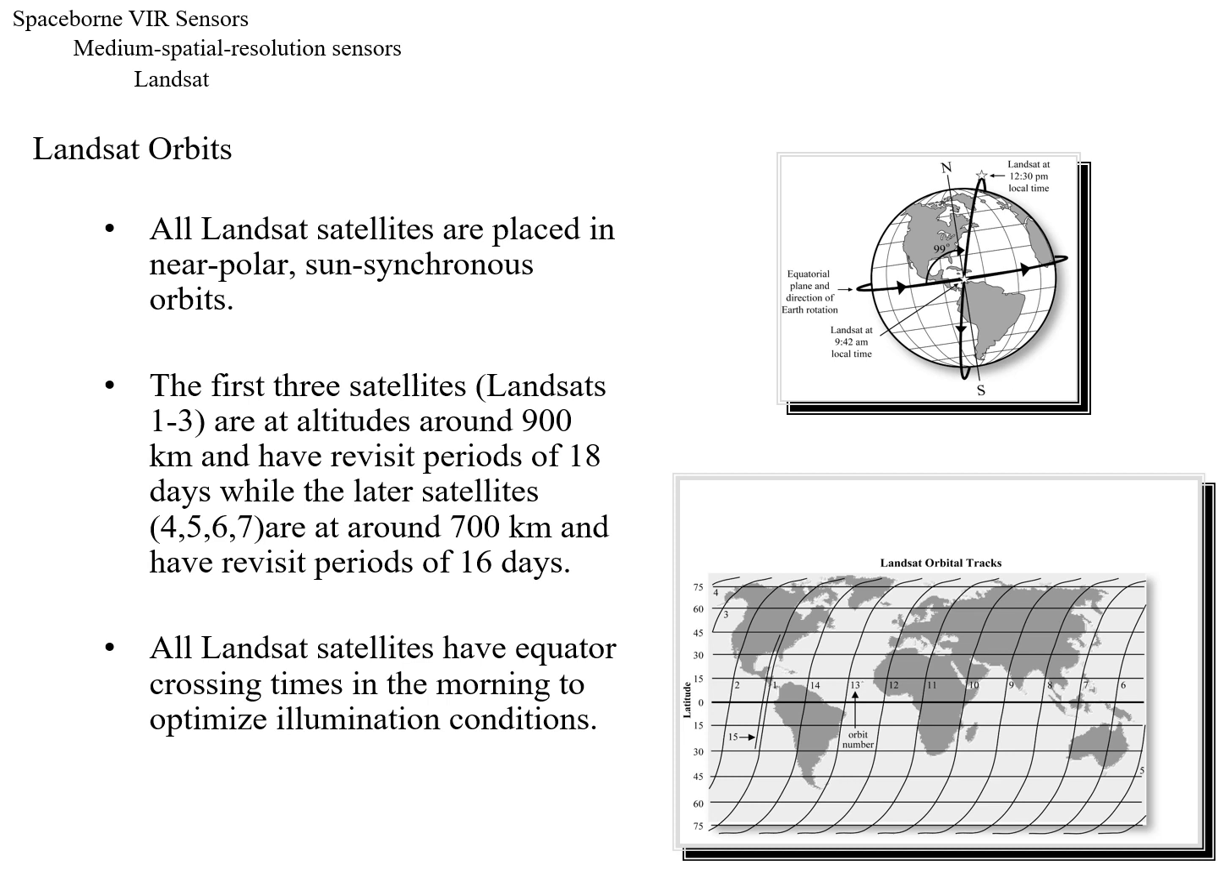That difference between 18 days and 16 days results in a different number of paths. So the paths are the north-south distribution of the satellite images. The rows are, the paths are the east-west distribution of sensors.